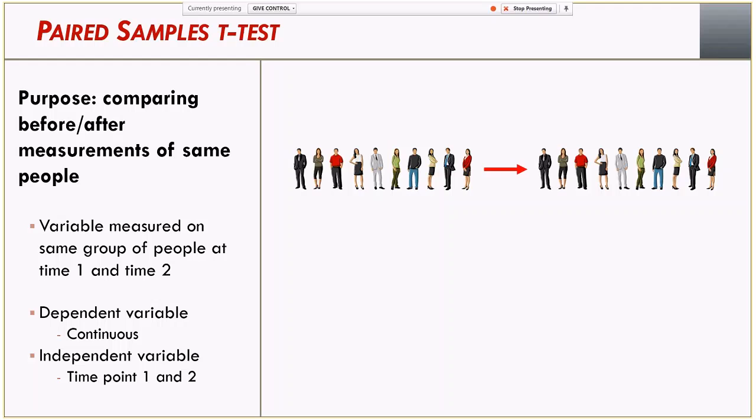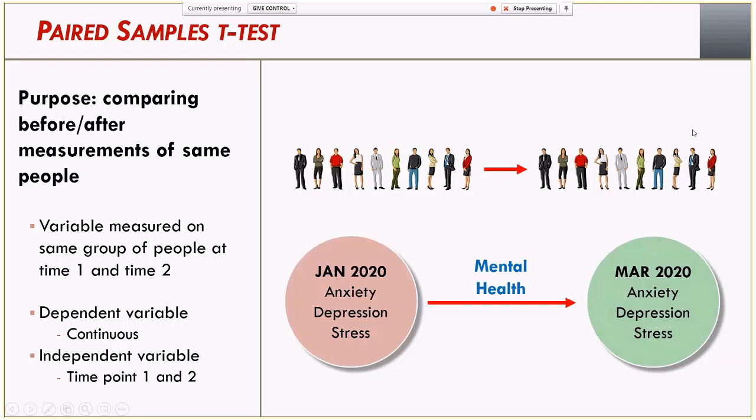So, well, let's measure on the same group of people at time 1 and time 2. For these types of analyses, your dependent variable should be continuous, and your independent variable should be categorical: time point 1 and time point 2. So we see up here we have a group of individuals at time 1 and a group of individuals at time 2. You notice that both people in these graphics are the same.